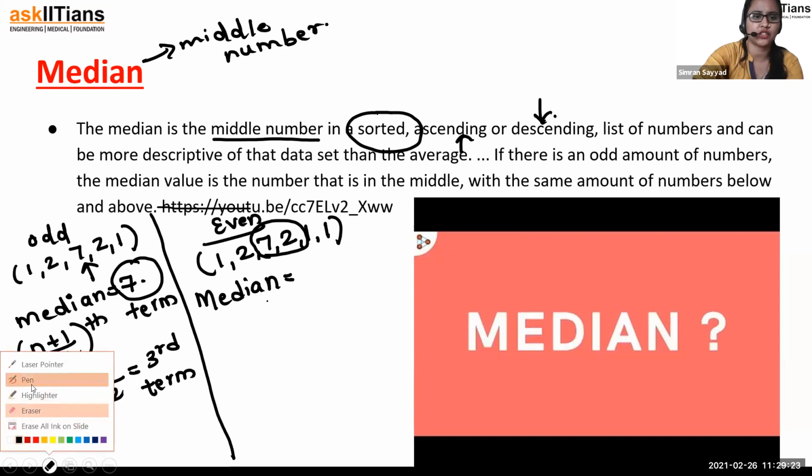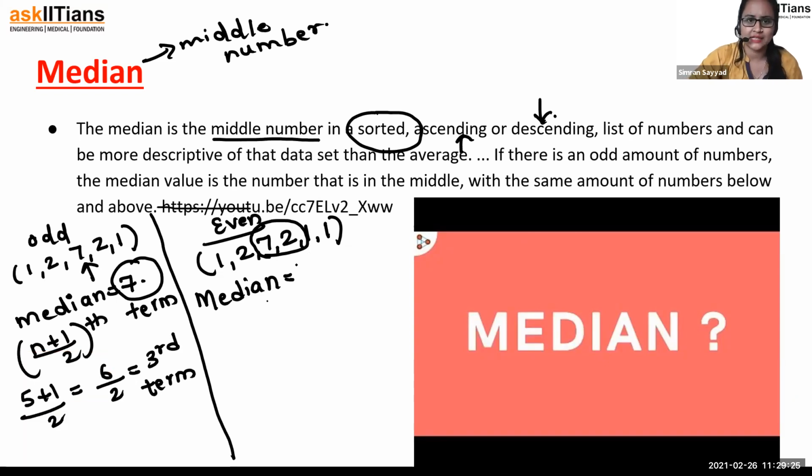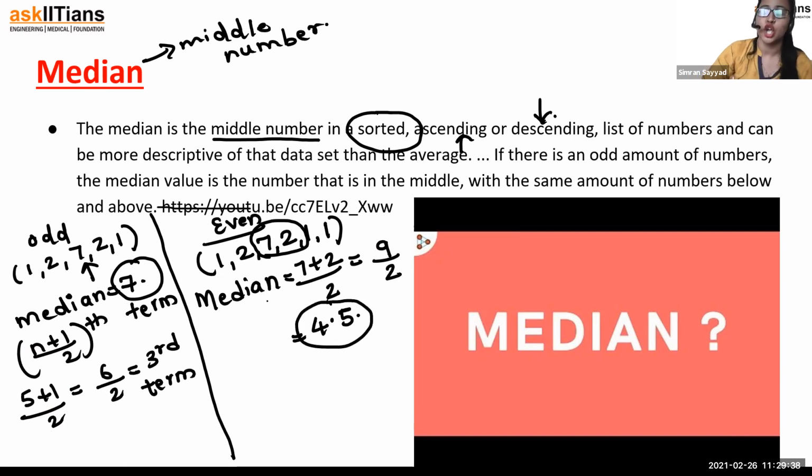So how do you get the average of 7 and 2? You write 7 plus 2 upon 2. What is 7 plus 2? 9 by 2. So 9 by 2 is nothing but 4.5. So 4.5 is what? It is your median. So keep this in your mind. Yes, median means the middle number.